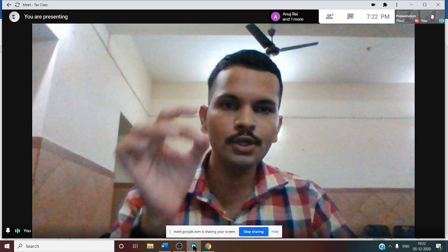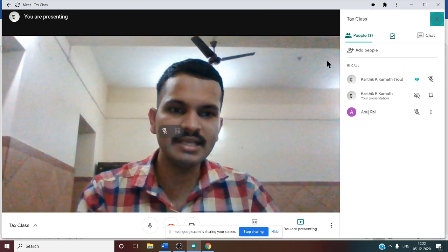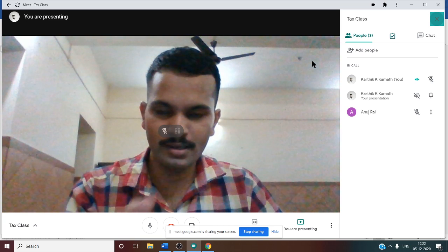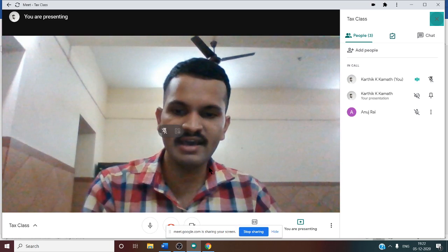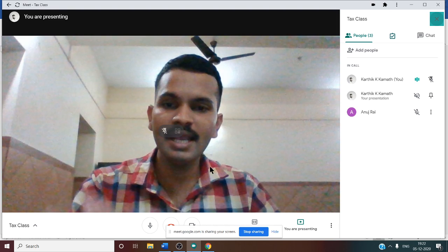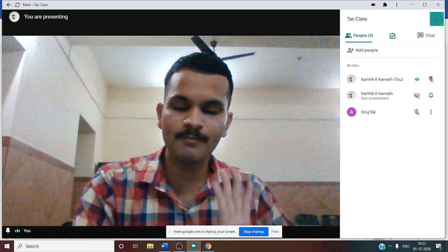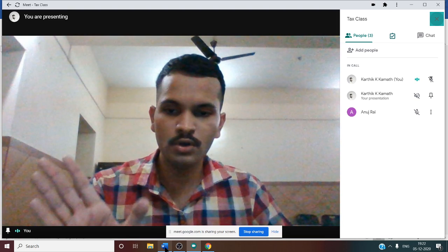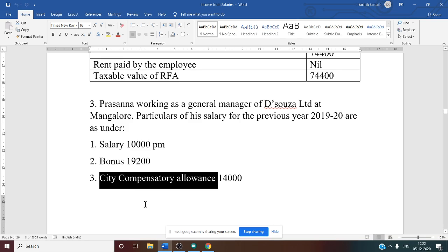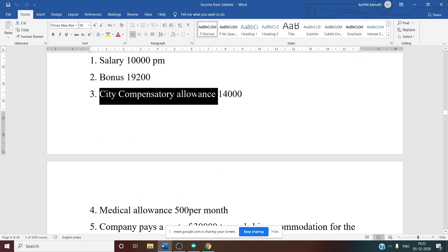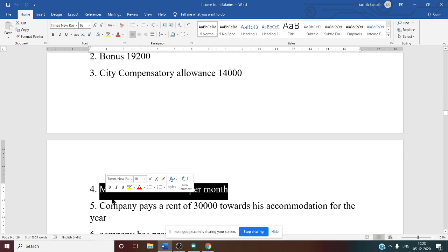First thing we want is salary. So what do you mean by salary here? Salary means here all the things: basic, DA, all taxable elements, excluding any contribution made to the PF and any tax-free allowance, any tax-free perquisite; we have to ignore. All other things we have to consider. If you see this problem, salary you have to take, bonus you have to take, city compensatory allowance you have to take, everything you have to take. Why? Because all these are taxable allowances. Medical allowance also you have to take.